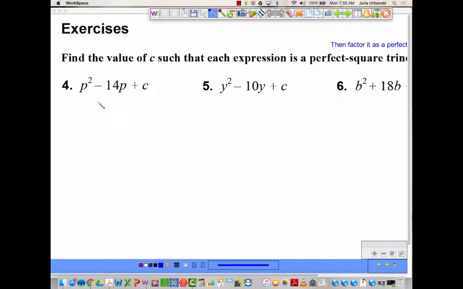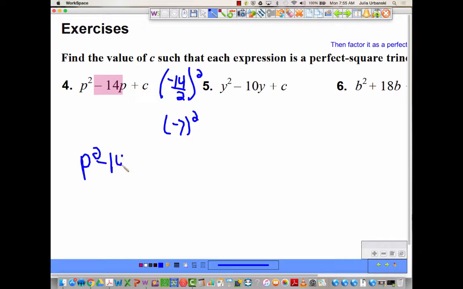This one right here. Did you say 49? Good job. I was going to ask what's the first step. The first step is divide by 2. That's right. You already got the answer. All right. So negative 14 divided by 2 makes what? Negative 7. So you have to take that negative 7 and you have to square it. So we're going to say p squared minus 14p plus 49. And to rewrite it, what's the number you use? The negative 14 or the 49? What do you use? The negative 7.